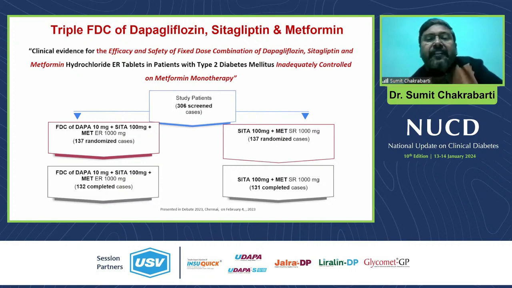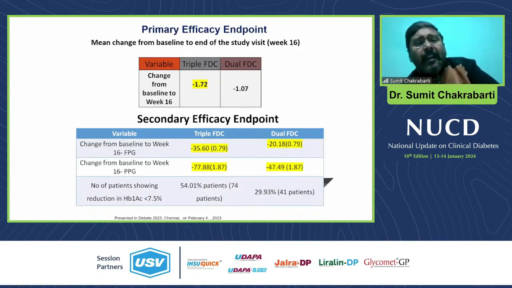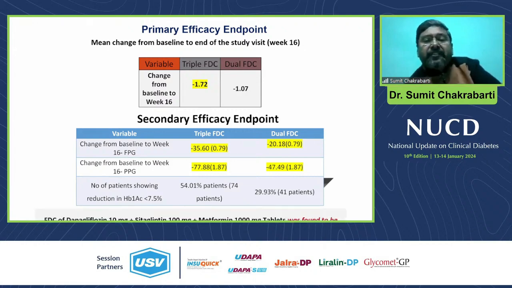And obviously, if 2 drugs are so beneficial, then 3 drugs, a triple FDC, will definitely show a betterment in the different parameters as far as reduction of A1C, fasting glucose, BP, etc. are concerned. A three-drug combination is obviously more efficacious.